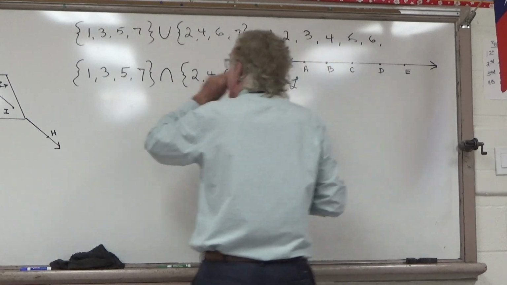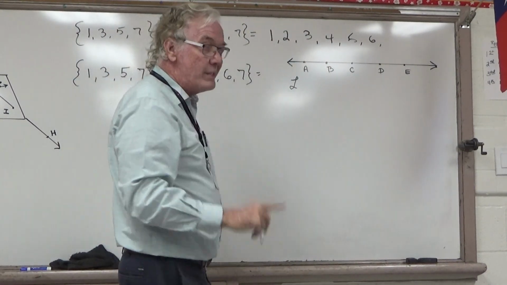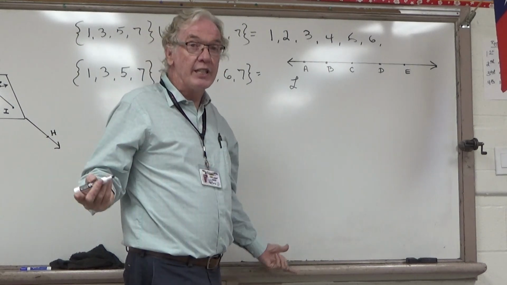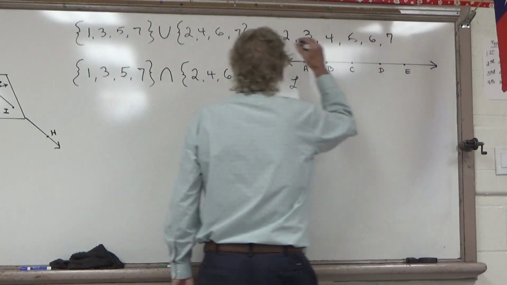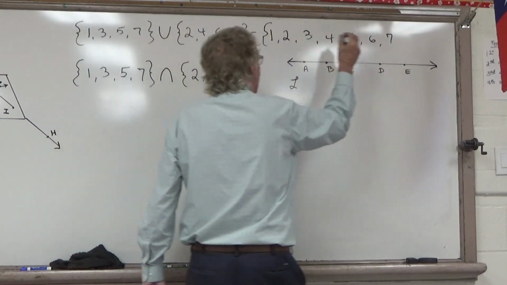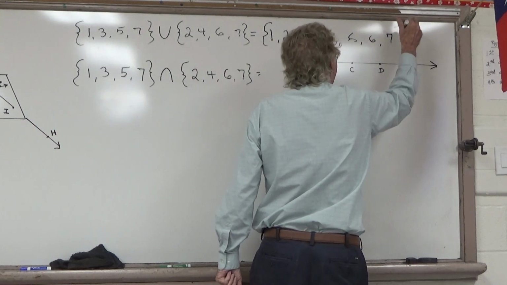Now I'm trying to think about this. Should I write 7 twice? It does show up twice here, but the more I think about that, 7 is just a single element, and I should just write it once. So there's my answer right there. And I can put a nice little curly Q around it and say, there's my answer to that first one. Whoopsie, let me do that better.